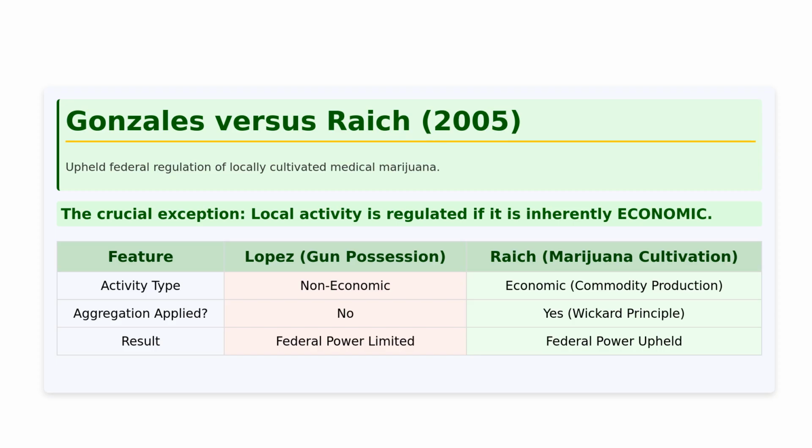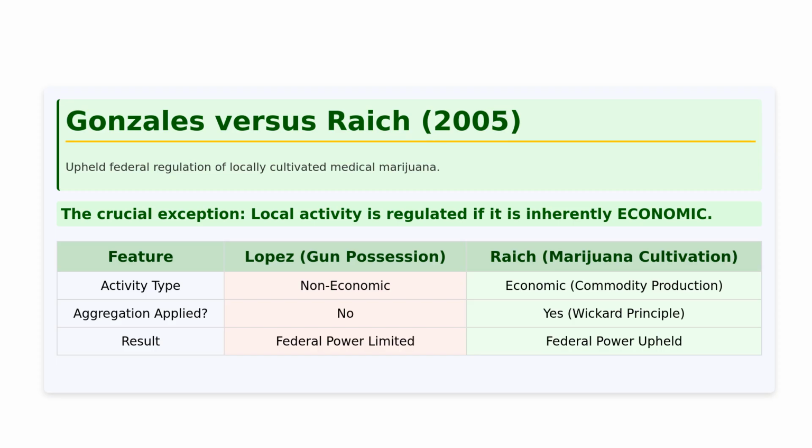The government argued that this activity, like the wheat in Wickard, was economic and subject to aggregation. The Supreme Court agreed, upholding the federal ban. The key distinction the court drew was crucial. While growing marijuana might seem purely local, the court classified the activity itself, the production, distribution, and consumption of a commodity, as inherently economic. Therefore, the aggregation principle applied, just as it did for wheat.